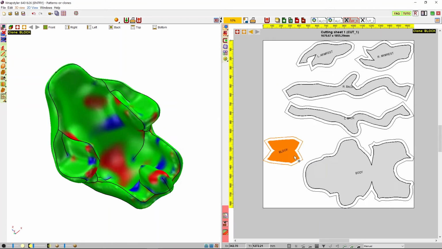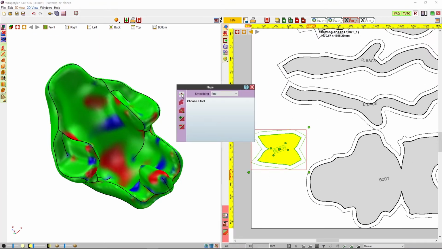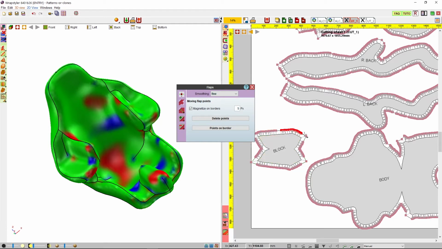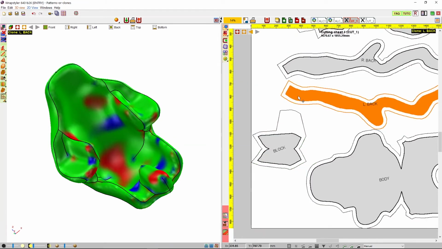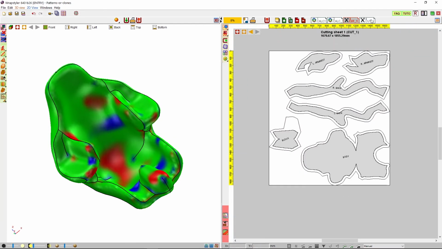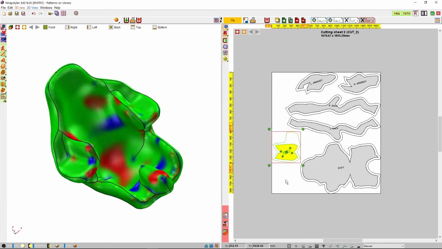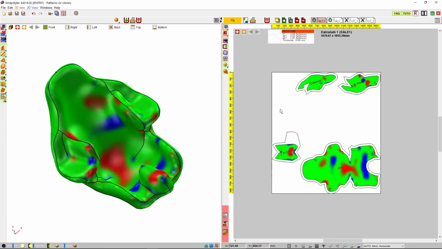Since clones and patterns are linked, any change to one will be reflected in the other. Here, we can see that the modification of the flap of this clone is automatically reproduced on the corresponding pattern.